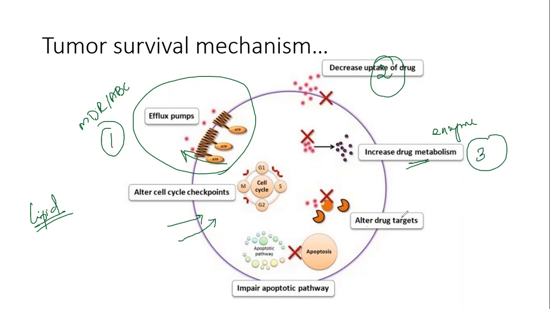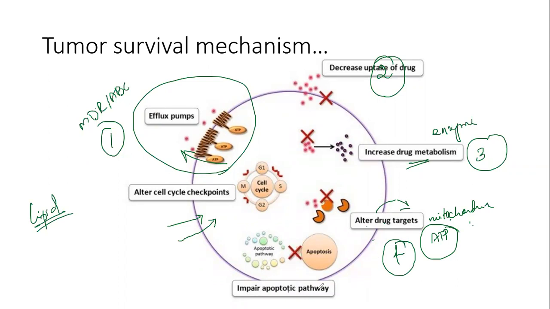Then alter the drug targets. For example, this particular drug is there. It is targeting the mitochondria of the cancer cells. ठीक है? अब क्या होगा? माइटोकॉन्ड्रिया नहीं होगा तो ऑब्वियसली एटीपी नहीं मिलेगा. एटीपी नहीं होगा तो सेल सर्वाइव नहीं करेगा. So if suppose a particular drug is targeting mitochondria, the cancer cells, what they can do is they can alter the path or alter the mechanism of recognizing the mitochondria. तो क्या होगा? Drug अब mitochondria को समझ ही नहीं पाएगा, so it is not going to target the mitochondria. This is the fourth mechanism. Okay.